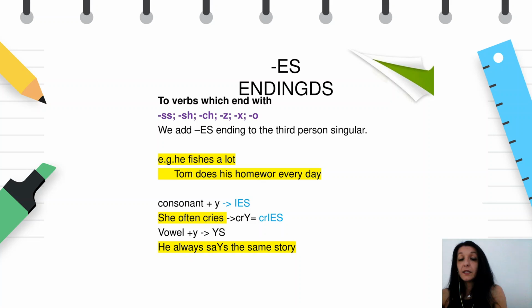Words that end in consonant plus y, for example, cry. In this case, you change y into i, and then you add the suffix es. But this is not the case when the word ends in vowel plus y, for example, say. In this case, you just add the suffix s without any changes.